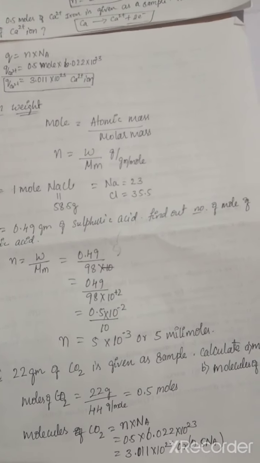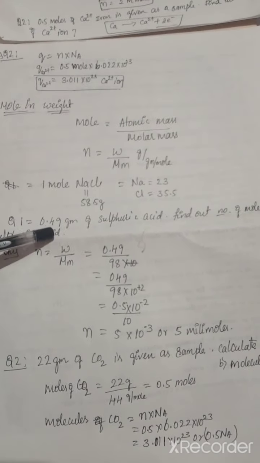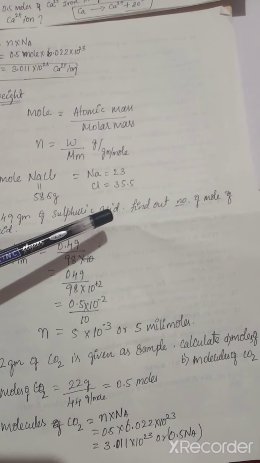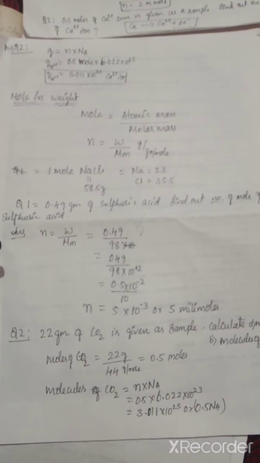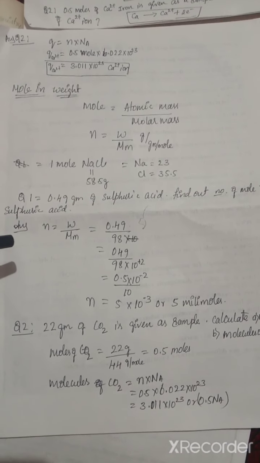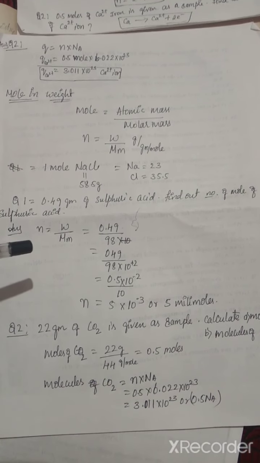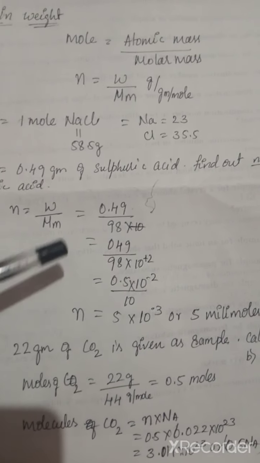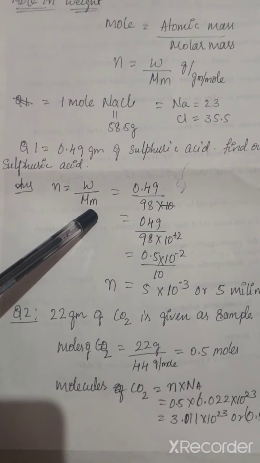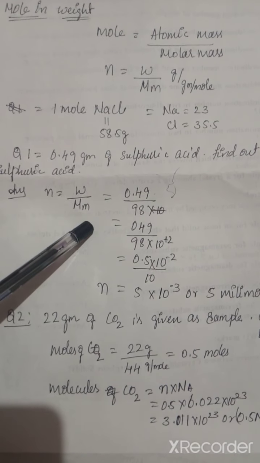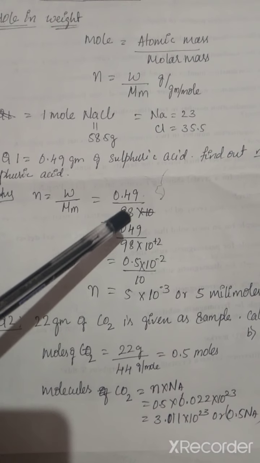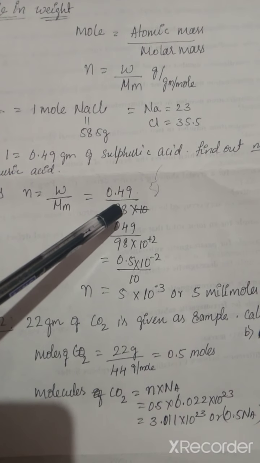Now the question is: 0.49 gram of sulfuric acid, that is H2SO4. Find out the number of moles of sulfuric acid there are. Here we know the calculation: n is equal to W by molar mass, that is 0.49 as given, and 98, the molar mass of sulfuric acid, is 98.